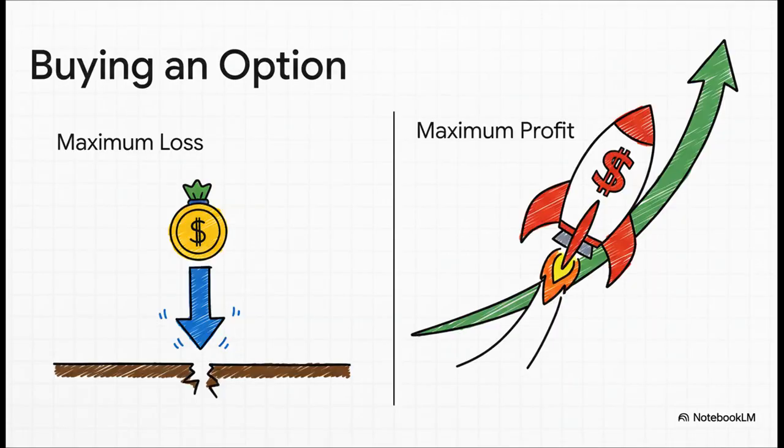Okay, and this gets to the very heart of why options are such a powerful tool. When you buy an option, the absolute most you can ever lose is the premium you paid at the beginning. That's it. Your risk is capped. It's defined from the moment you make the trade. But your potential profit, well, that is theoretically unlimited. Your risk is known, but your reward is wide open. This asymmetric payoff is a total game changer.